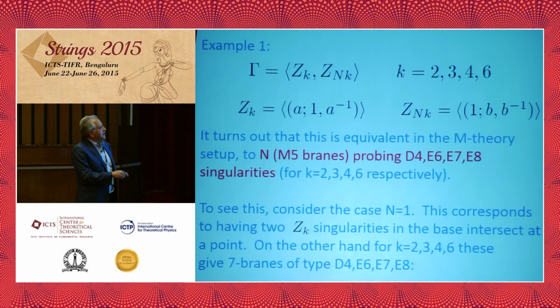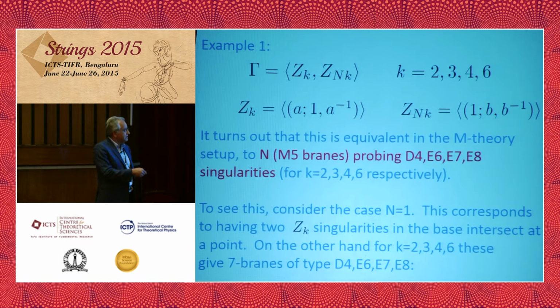So if you take Zk to be one of the k-th roots of unity, which is 2, 3, 4, or 6, for which the torus has that symmetry, and you are compensated by something in the base of the F theory, so that it's an SU3 holonomy. You take this generator, and you take the Znk to be a generator of this type, which is purely in the base of F theory. Then it turns out that this is equivalent in the M theory setup to n M5 branes probing the D4, E6, E7, or E8 singularities.